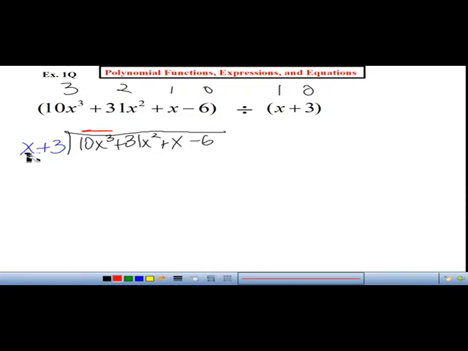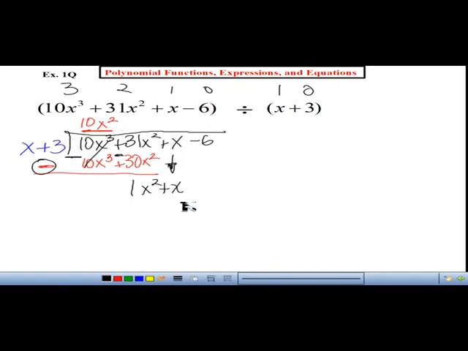What number times x gives me 10x cubed? You should have written 10x squared. 10x squared times x, that's 10x cubed. 10x squared times 3, that's 30x squared. We subtract. What does that mean? Once again, guys, that this changes these to their opposite. This cancels. We're left with 31x squared minus 30x squared, that's 1x squared, and we bring down the next term, which is plus x.